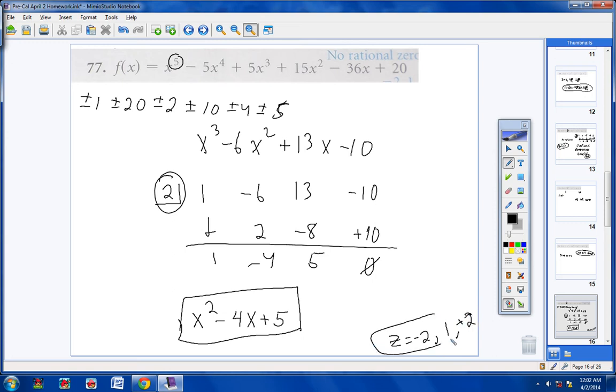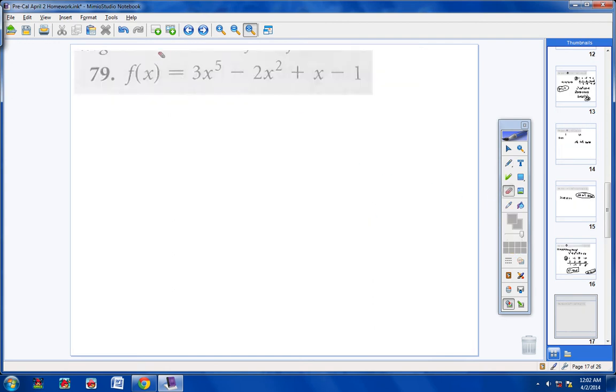So we did what the directions said. We found all of the rational zeros that exist. All right, that's number 77. Moving on to number 79. Numbers 79 to 93, we're going to use Descartes' rule of signs to give us some hints about the positive real zeros and the negative real zeros. I am going to go pretty fast on these, so listen carefully.